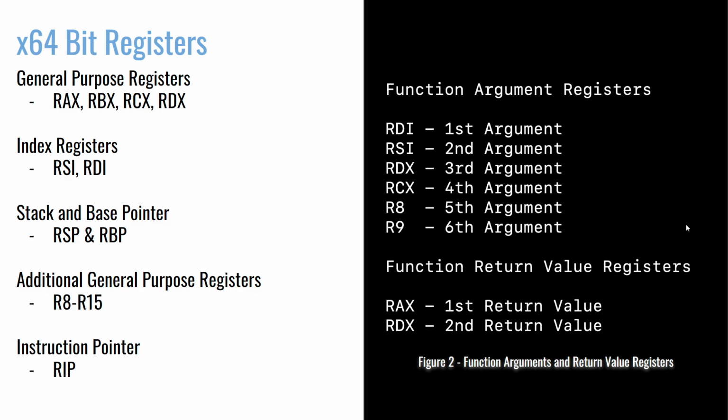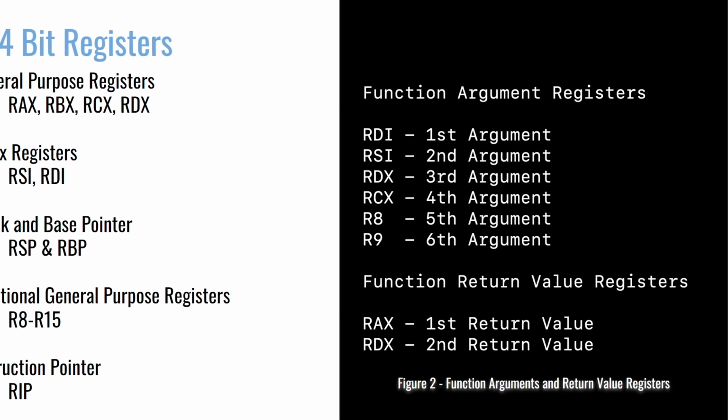First we have general purpose registers, which are used for arithmetic operations and data movement. Next we have index registers, which are usually used for string operations. After that we have RSP, the stack pointer, which points to the top of the stack. Then we have RBP, the base pointer register, which is used to reference parameters and local variables on the stack. Then we have a few additional general purpose registers ranging from R8 to R15. And lastly, we have the instruction pointer RIP, which holds the address of the next instruction to be executed.